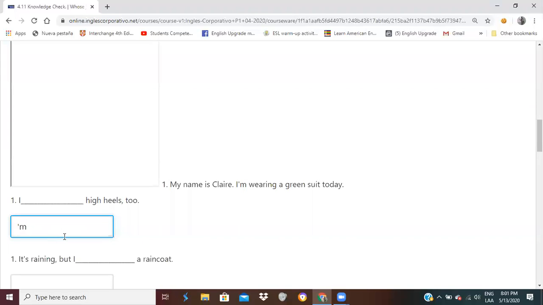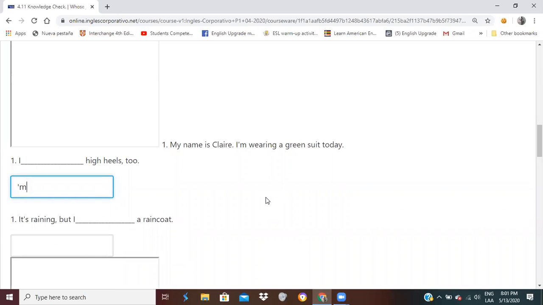Acuérdense que cuando están haciendo el ejercicio tienen que estar muy cuidadosos que su tablet o laptop o lo que esté usando no le marque el tilde, sino que le marque el apóstrofe. Do you understand? ¿Listos?